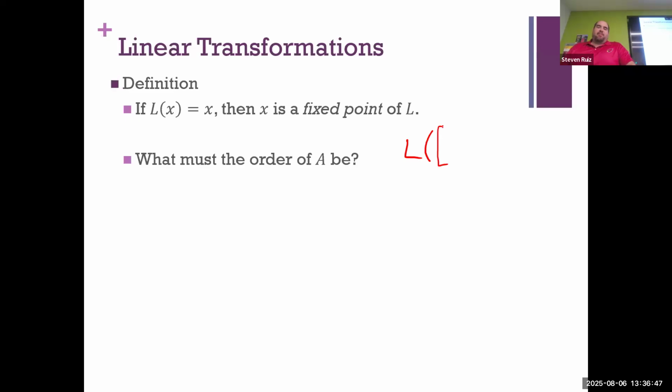So if I'm taking in vectors that, I don't know what they look like, they can be any size. But if it's a fixed point, what comes out the other side? It has to be square. How come?